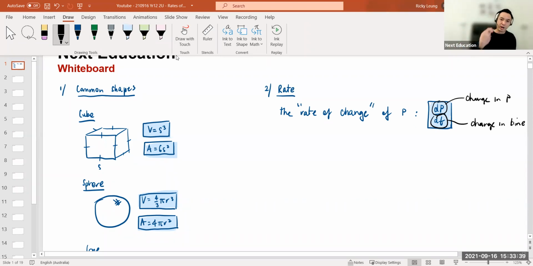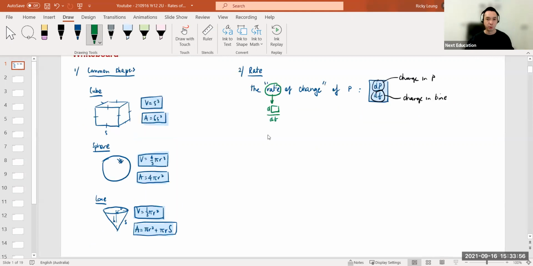Whenever we talk about rate, and maybe I'll highlight this here, whenever you see the word rate, it's something over dt. dt is what it refers to there. And in this case, P is the quantity that I'm changing. So that's basically all the theory we need to work on to do this topic.